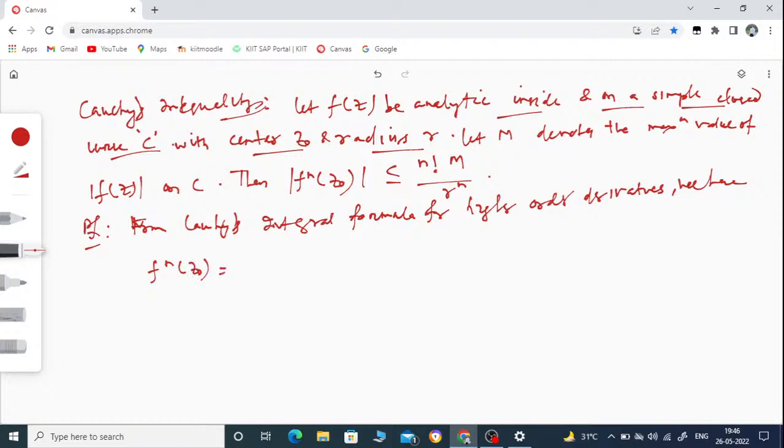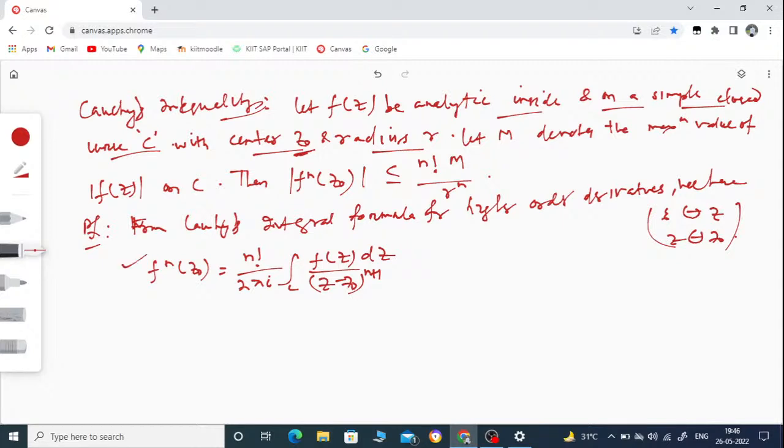We got f^(n)(z0) is equal to n factorial divided by 2 pi i, integration over C of f(z) dz divided by (z minus z0) to the power n plus 1. I am replacing w by z and z by z0, because here z0 is the point which is lying inside C. So this will be my Cauchy's integral formula for higher order derivatives.